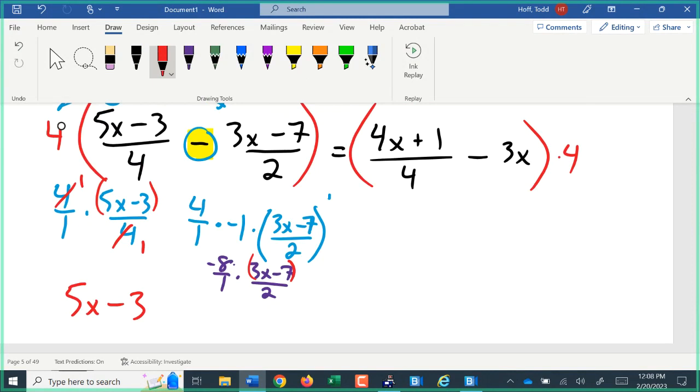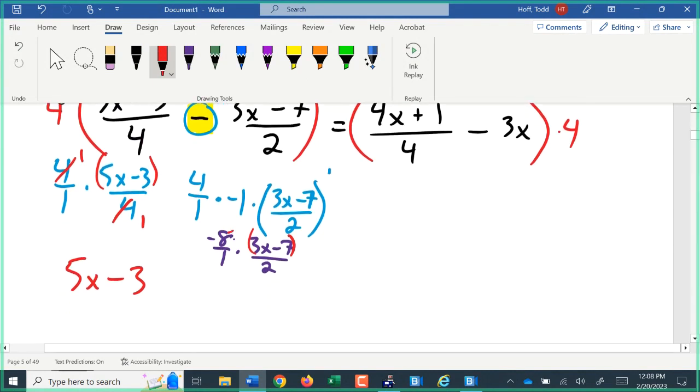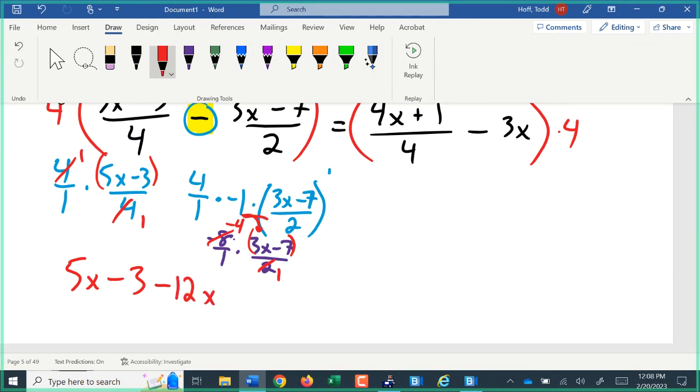Again, there's parentheses around the 3x minus 7. The negative 8 and 2 cross cancel. 2 divided by 2 is 1. Negative 8 divided by 2 is negative 4. And now we distribute the negative 4. So negative 4 times 3x is negative 12x. Negative 4 times negative 7 is a positive 28. That's the part that most people miss, is they keep that as a negative 28.